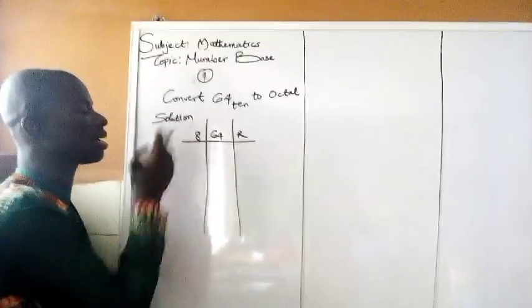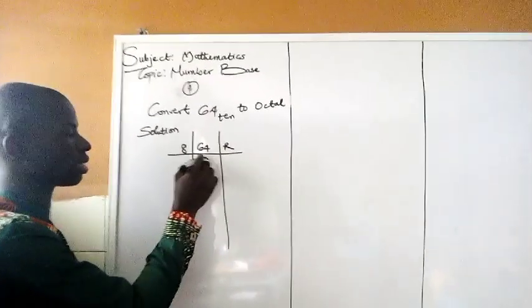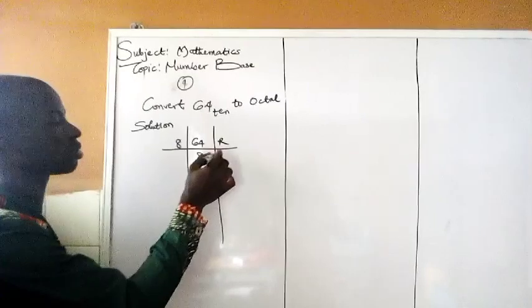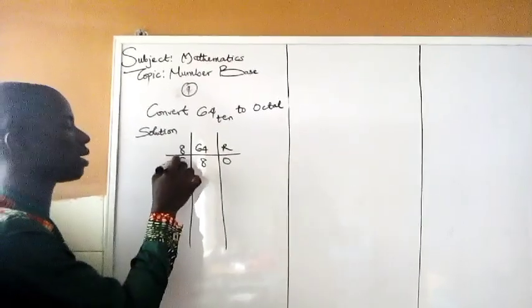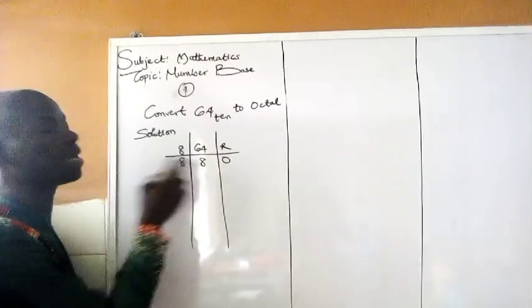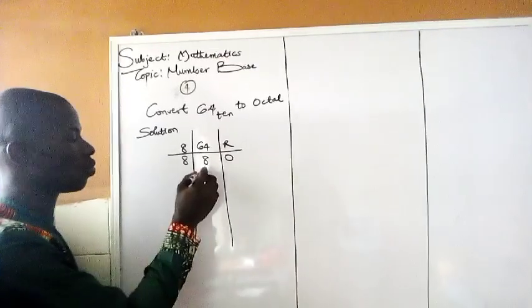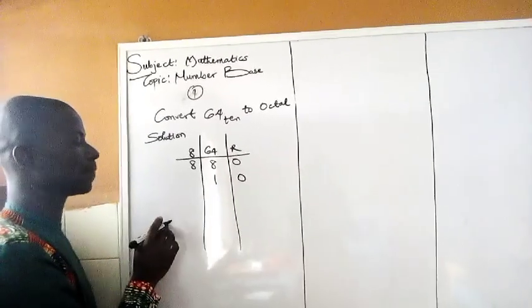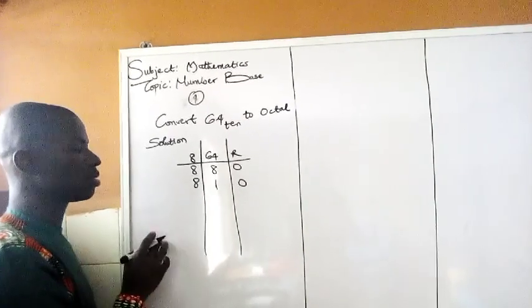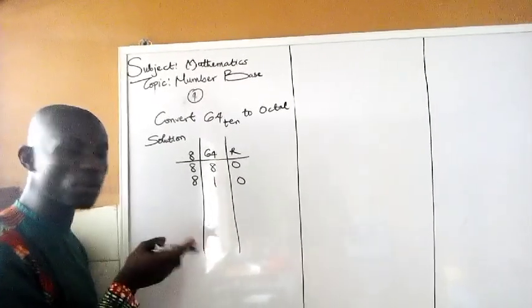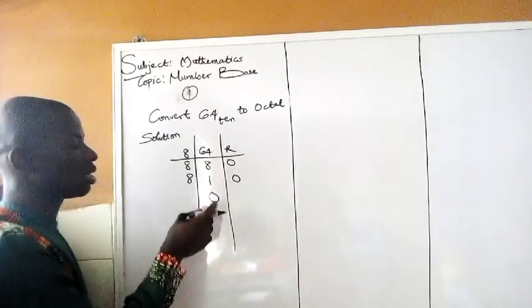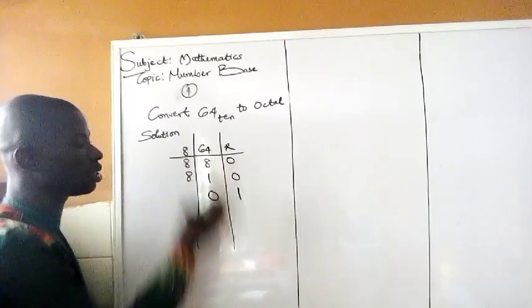How many 8 can you see in 64? That is 8. Remainder what? 0. You put 8 again. How many 8 can you see in 8? 1. Remainder 0. You put 8 again. How many 8 can you see in 1? Impossible. What do you do? You put 0 here. Then whatever you have before that 0, you put it here.